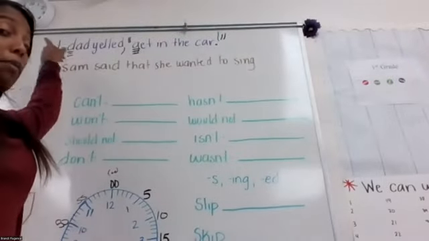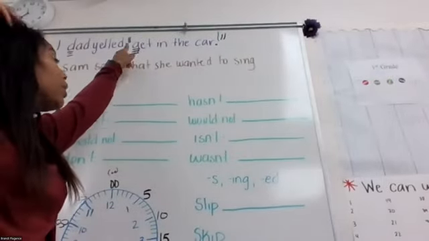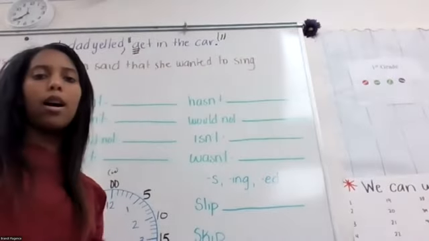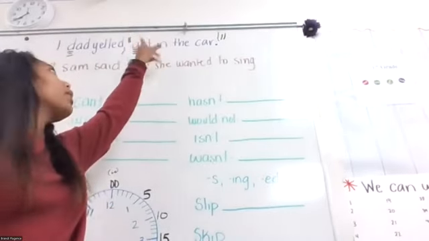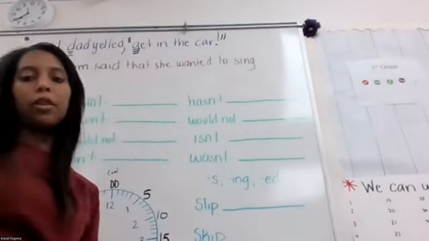So I should have had capital D at the beginning, comma. Quotation is get in the car. That's where my quotation marks go. Capitalize the G, and I finish with the exclamation mark.